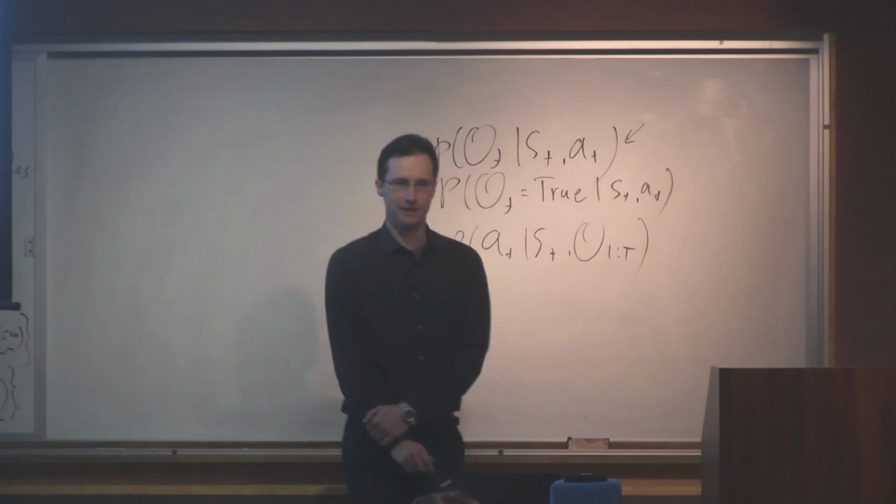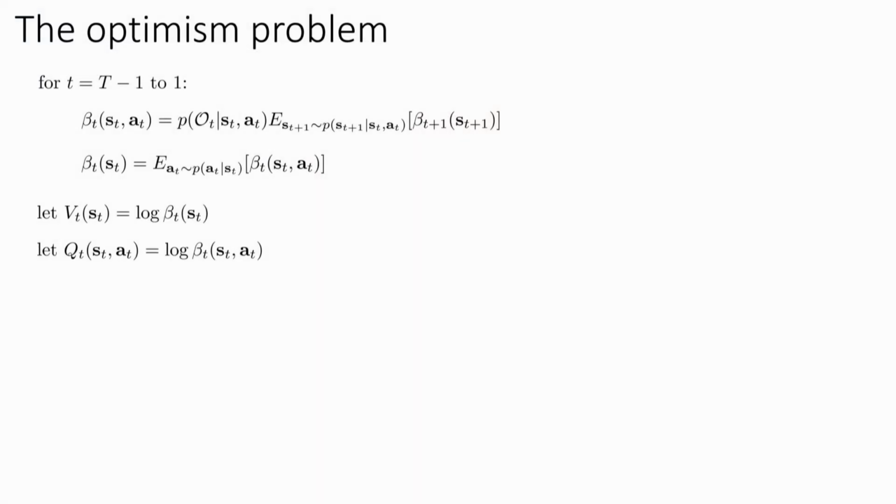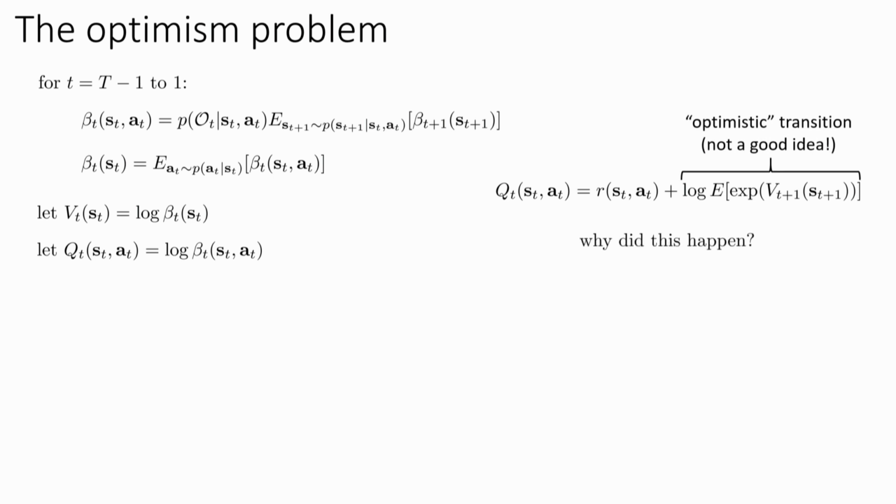All right, let's resume. One of the things I want to come back to is this optimism problem that I mentioned when I described the dynamic programming view of this backward message inference. The optimism problem was that under stochastic dynamics, our Q function is given by the reward plus the log of the expectation of the exponential of the next value, which is not what we saw before, and it's actually kind of a problem. Why did we end up with this weird thing here?